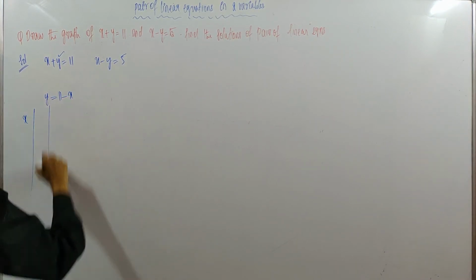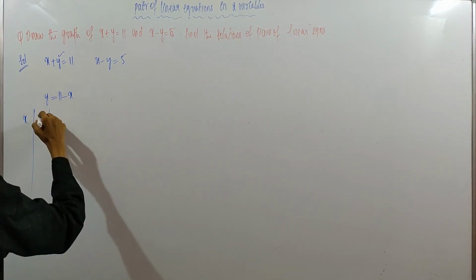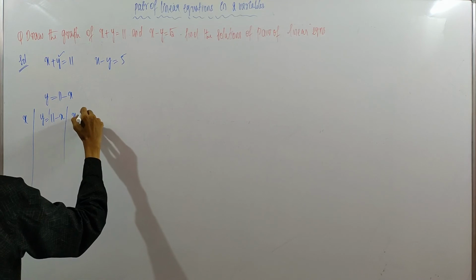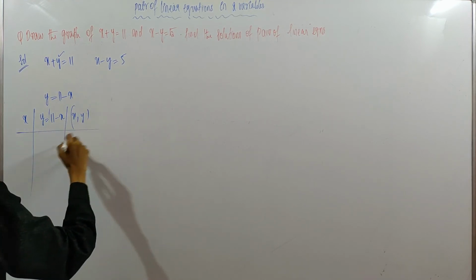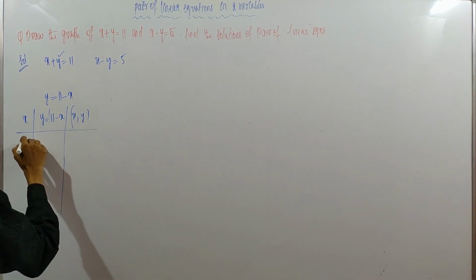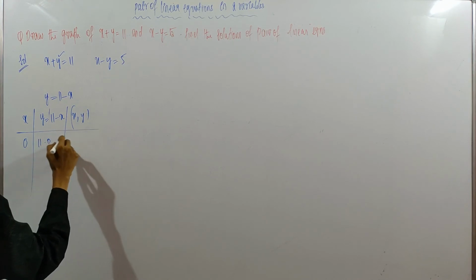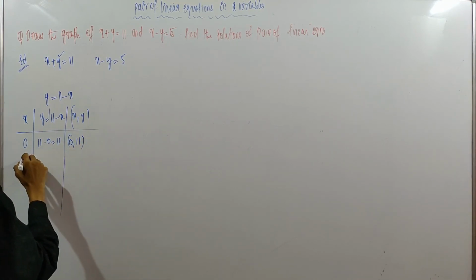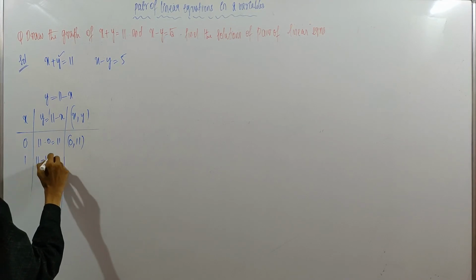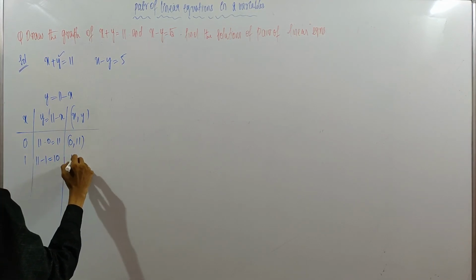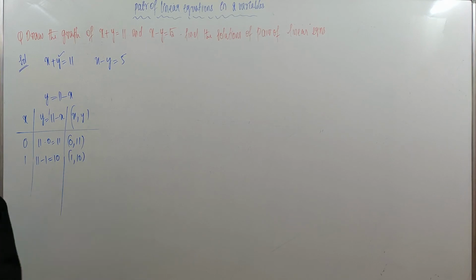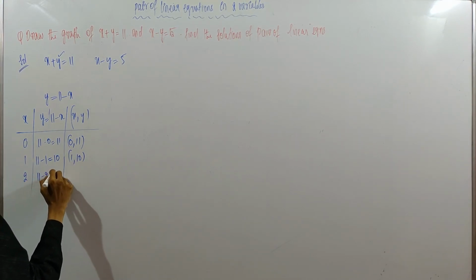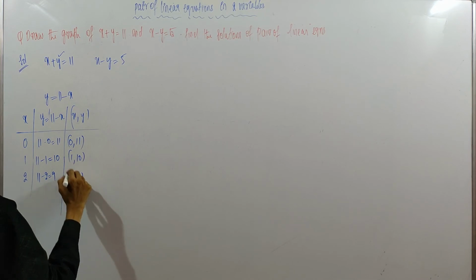So take x column. Next column is y. Y is equals to 11 minus x. Now order pair x comma y. Take 0. We have 11 minus 0, that is 11. So we have 0 comma 11. Take 1. So we have 11 minus 1, that is 10. So 1 comma 10. Similarly, take 2. We have 11 minus 2, that is 9. So we have 2 comma 9.